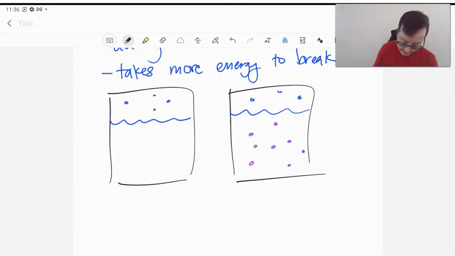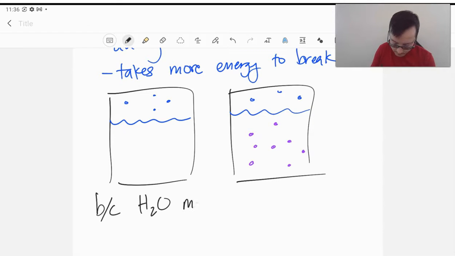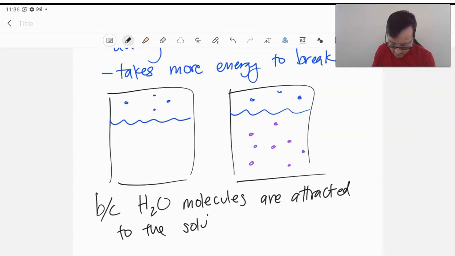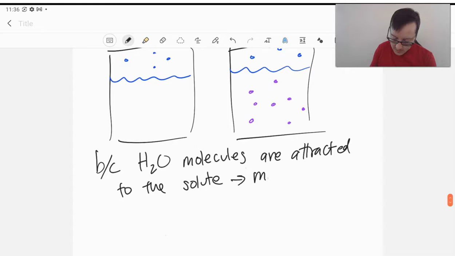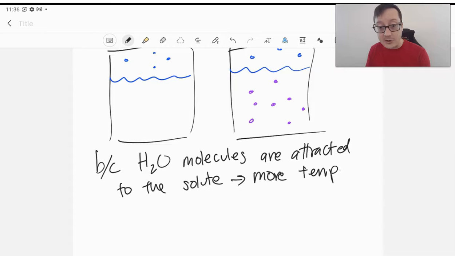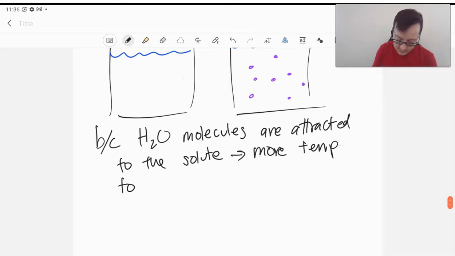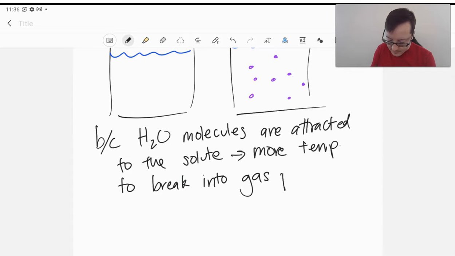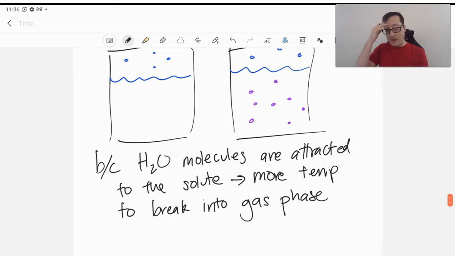So, because the water molecules, we'll say, are attracted to the solute, then it's going to take more energy or more temperature, as we remember that temperature is a measure of kinetic energy. It's going to take more temperature to break free. It's going to take more energy to break into the gas phase. So in order to escape from the rest of the water molecules to the gas phase, it's going to take a higher temperature in order to get the same vapor pressure.